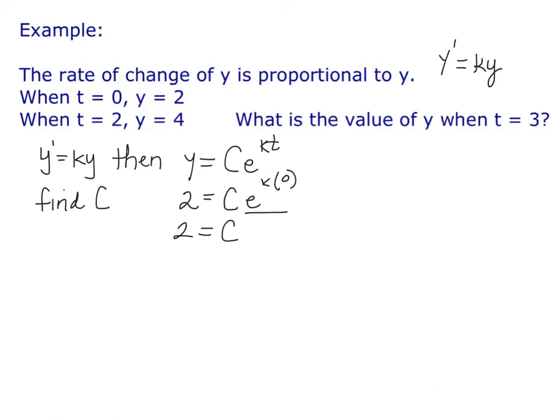All right, so now that you found c, we can now find k, the constant of proportionality. We can find k. So we're going to not use the same one, we're going to use this one here. So y is 4.